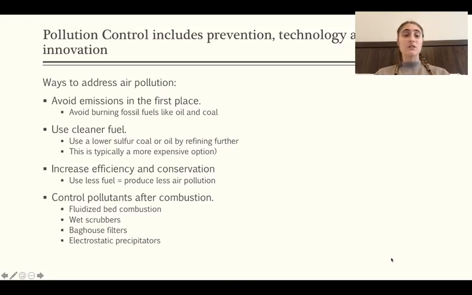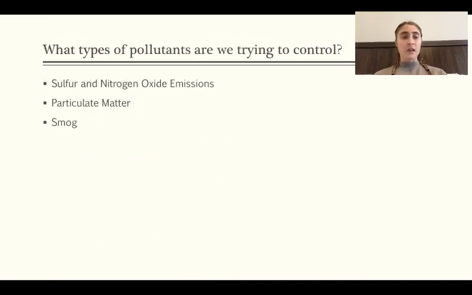If we can't use cleaner fuels and we're still going to use fossil fuels like oil and coal and combust them, then we need to find a way to prevent those emissions from getting into our atmosphere, or at least decrease the amount of emissions that are getting into our atmosphere. And then these down here, fluidized bed combustion, wet scrubbers, baghouse filters, and electrostatic precipitators are a couple of the ones that we're going to be talking about today.